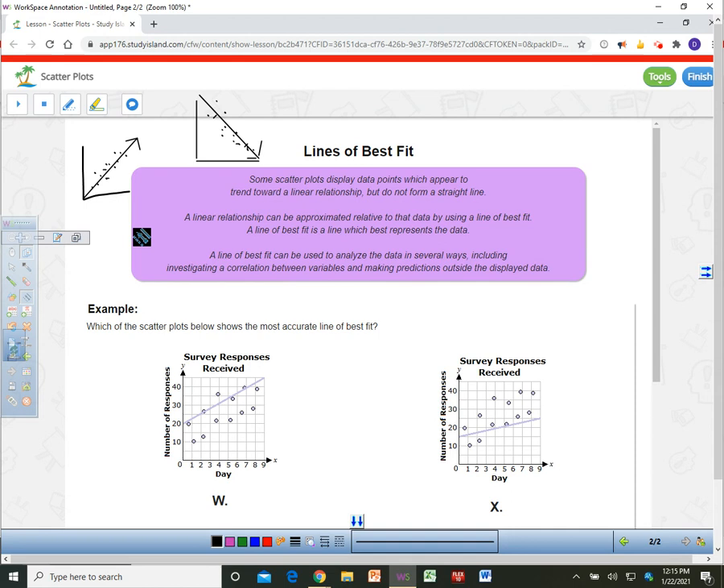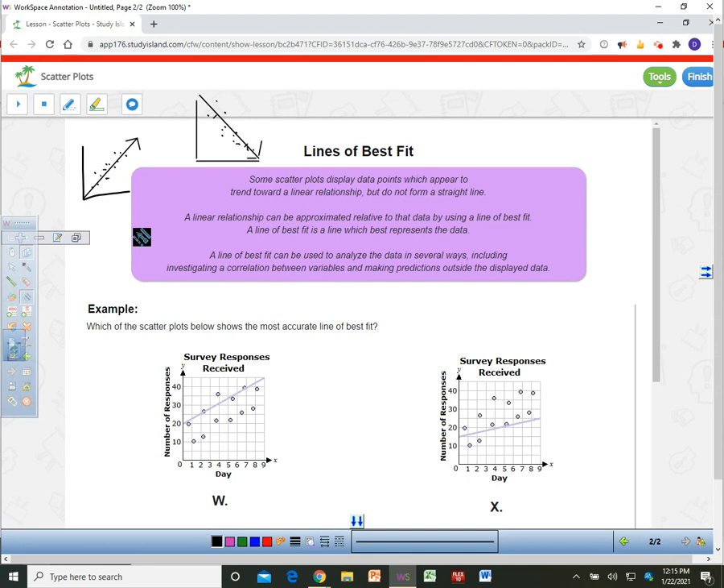So we're going to be making lines of best fit. So some scatter plots have data points which appear to trend in a linear relationship but do not form a straight line. A linear relationship can be approximated relative to the data by using a line of best fit. Pretty much what that means is we can determine the data based off a line of best fit.